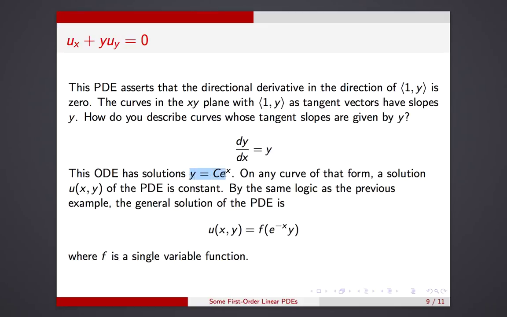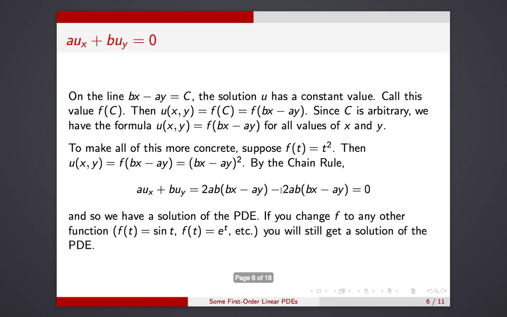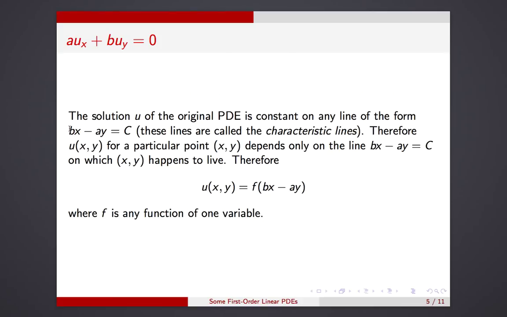In this case, you have exponential curves, right? In the previous example, we had lines where we were constant. But in this case, we have exponential curves on which we are constant. Okay, so on any curve of that form, a solution of the PDE is constant. So by the same logic as before, I just solve for this constant, and I get y e to the negative x. So just like back here, where was it? Yeah, okay, here. So I solve for this variable, or this constant c there, to get this equation of my lines.